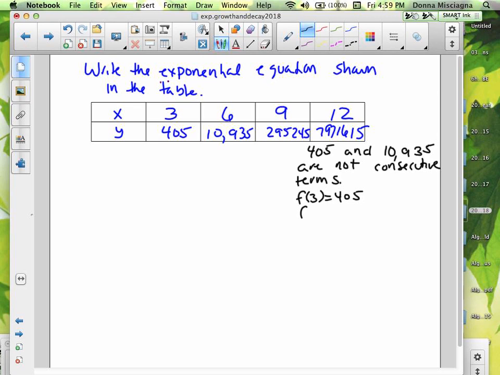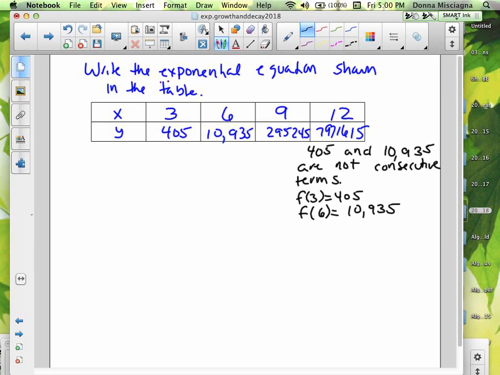And f of 6 is 10,935. And I could have actually just given you the information like this, and you'd still be able to solve it out, right? Because I'm going to use those numbers. If I told you that those were two terms in my exponential equation, you could still write the equation using the technique I'm going to show you right now.